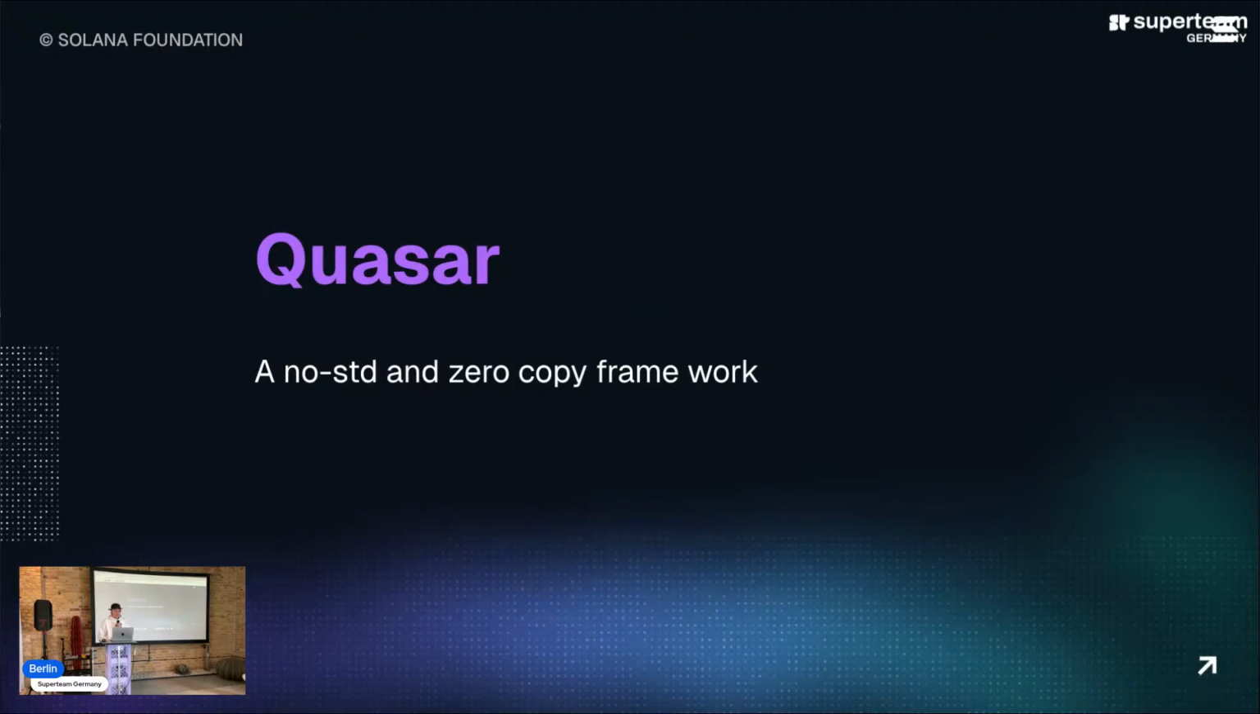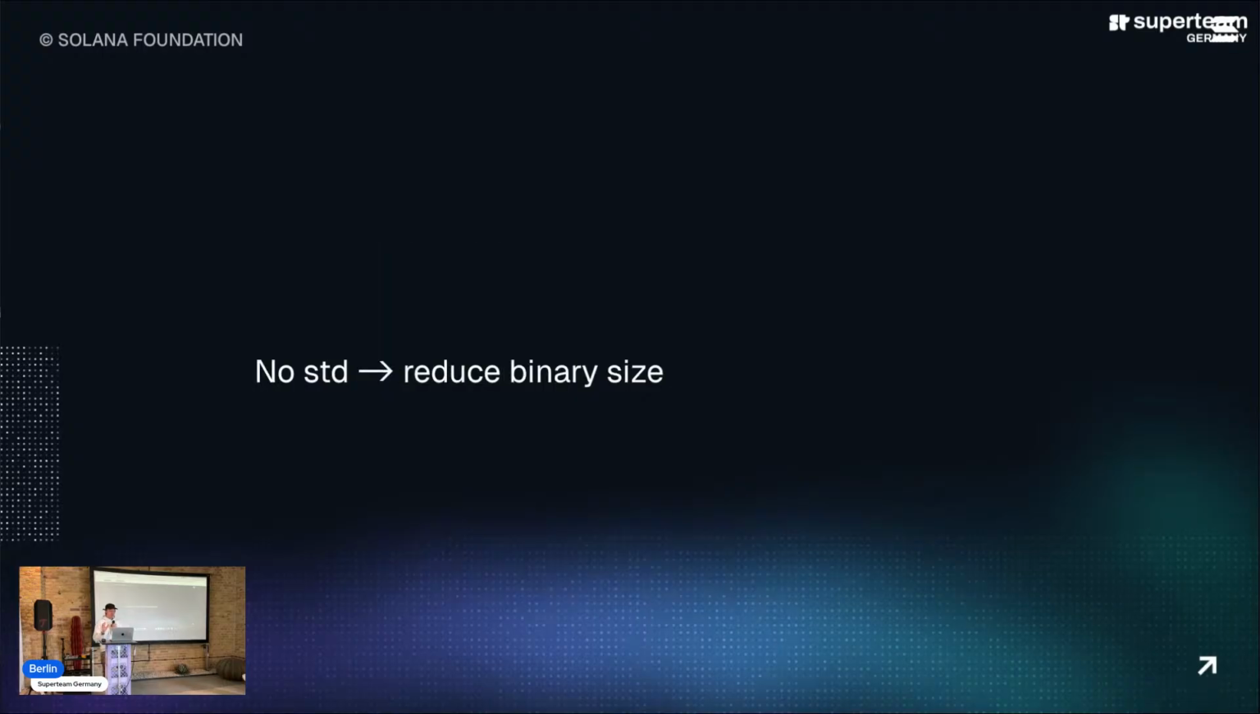Then there is a very cool new and shiny Solana framework which uses no_std and zero copy. Who of you knows what no_std and zero copy means? No one. That's good. So the first one is no_std. What this means is that your programs are not using the standard Rust library anymore. This makes every program about 150 kilobytes smaller.